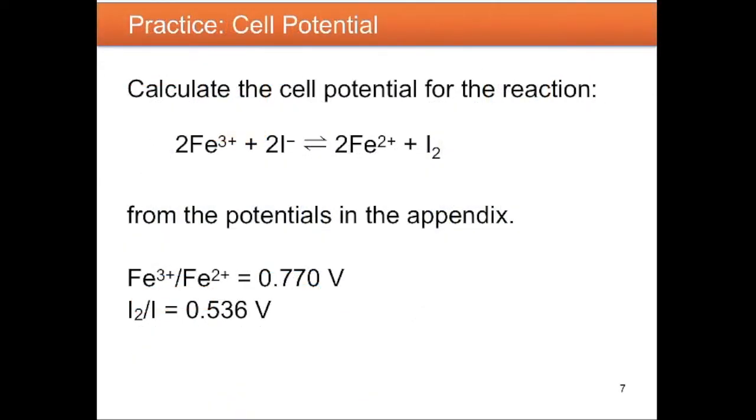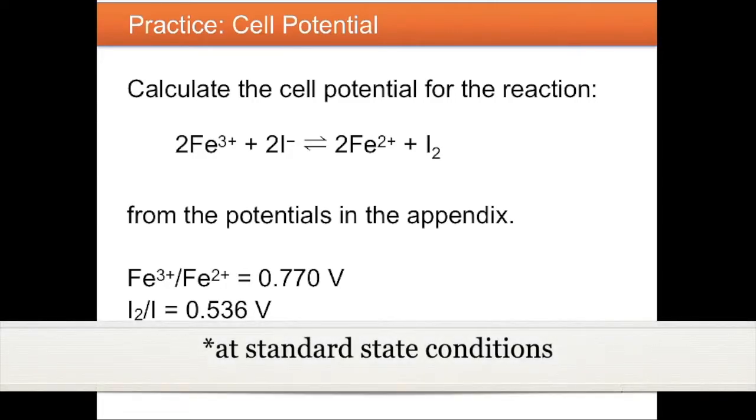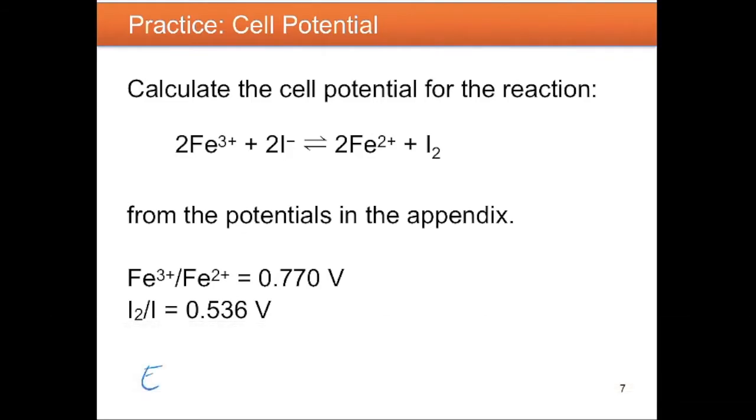So we can use the same process or the same equation that we used in the previous example to determine the voltage of any voltaic cell, right? So we can use E cell equals E cathode minus E anode for any two half reactions in a voltaic cell. So in this case, we have iron 3 plus going to iron 2 plus and iodide going to I2. So I've given you the standard reduction potentials for each of these half reactions.